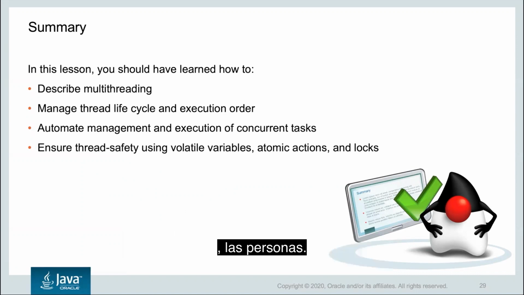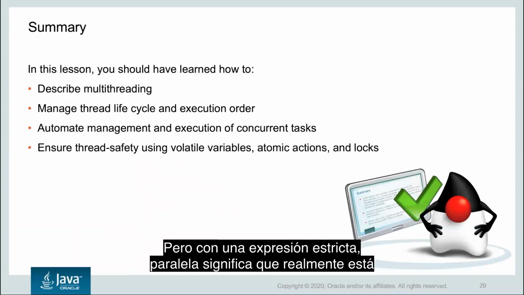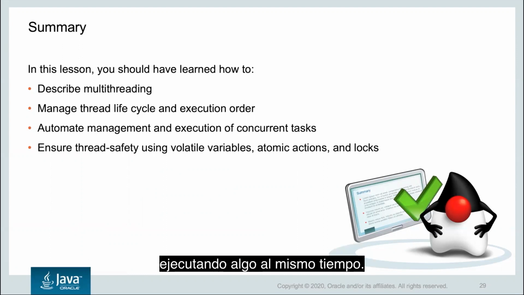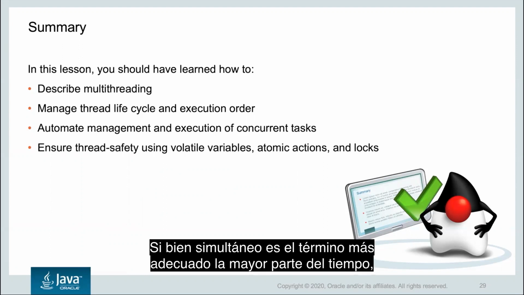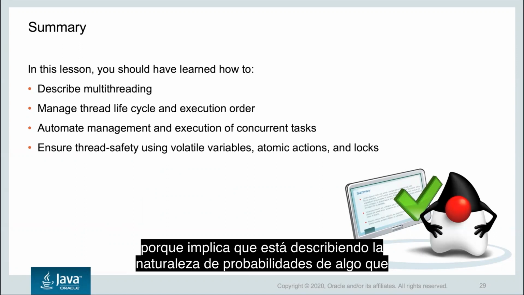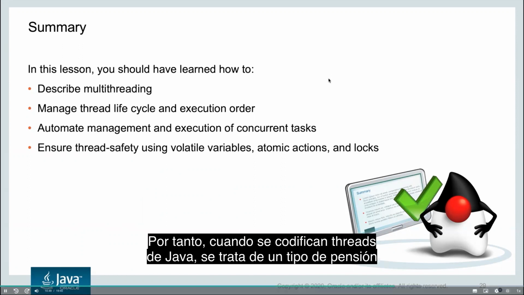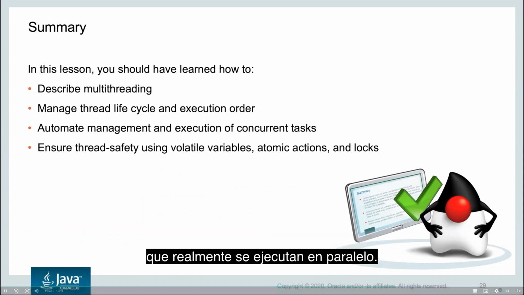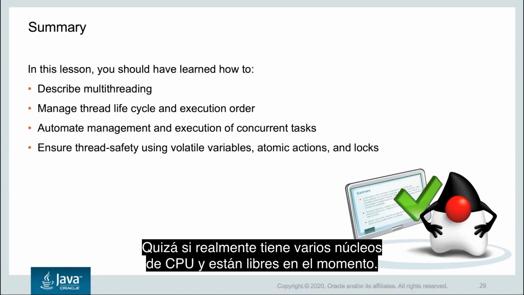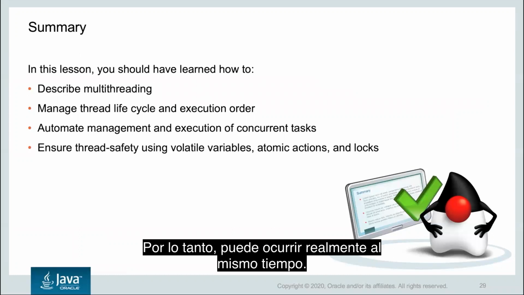Which terminologically people do, but strictly speaking, parallel means that you're really executing something at the same time, whilst concurrent is a more appropriate term most of the time because it implies that you are describing the probabilistic nature of something really happening in parallel, or maybe not. So when you code in Java threads, you're kind of thinking, are they really executed in parallel? Maybe, if you really have multiple CPU cores and they're free at a time. So yeah, that might actually happen at the really same time.